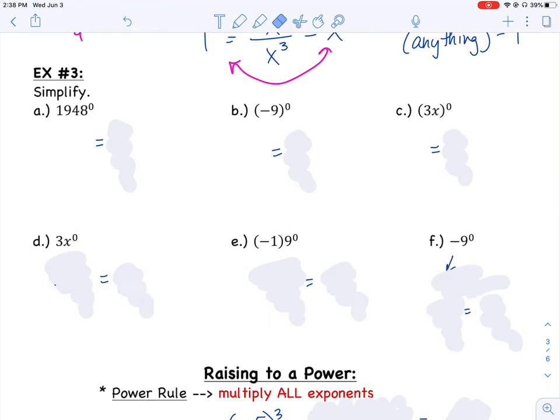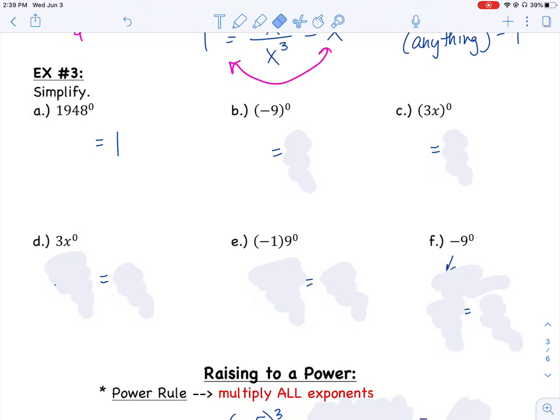So I've given you a couple of different examples in example number 3. Some of them look really similar, but there's just a little bit of a difference that makes a big difference in how you approach these problems. So be careful. All right, remember anything to the 0 power is 1. So if I have 1,948 to the 0 power, I really just get 1.